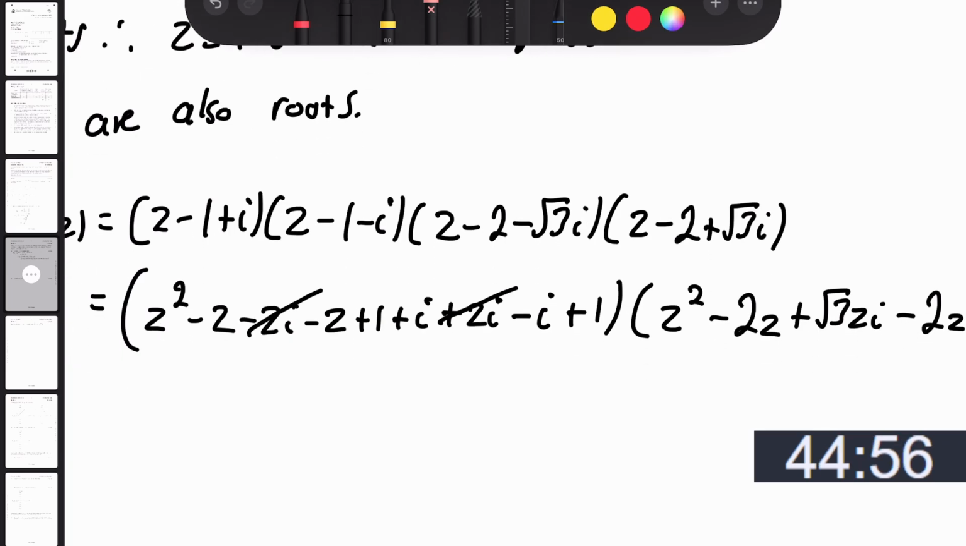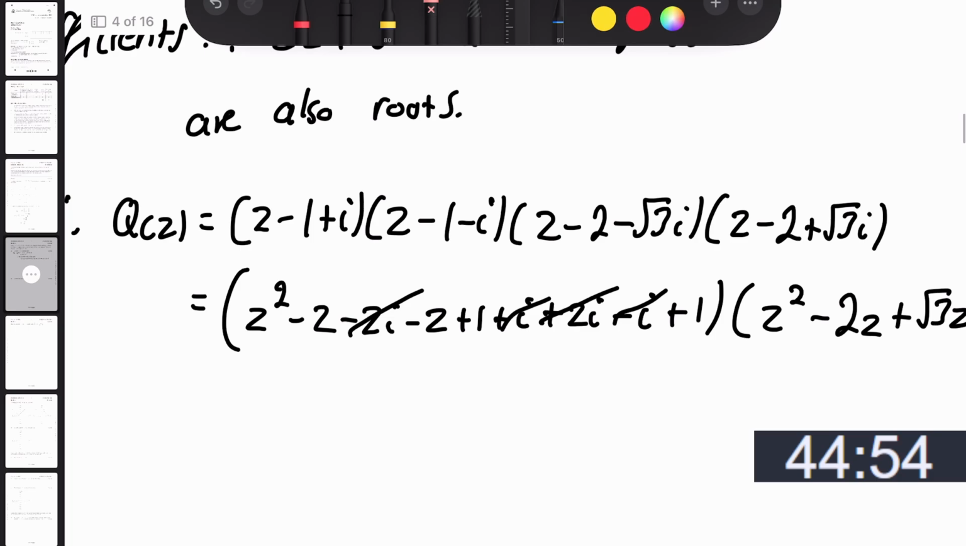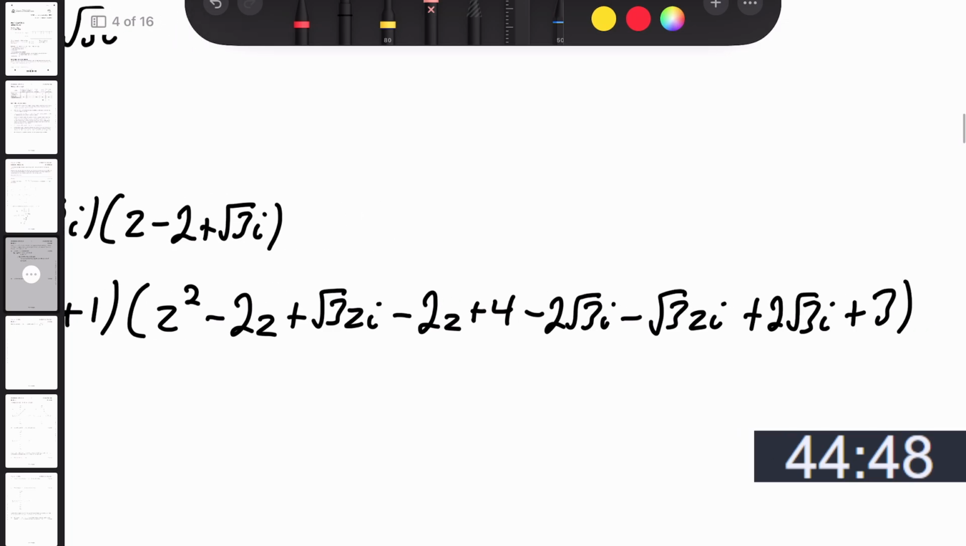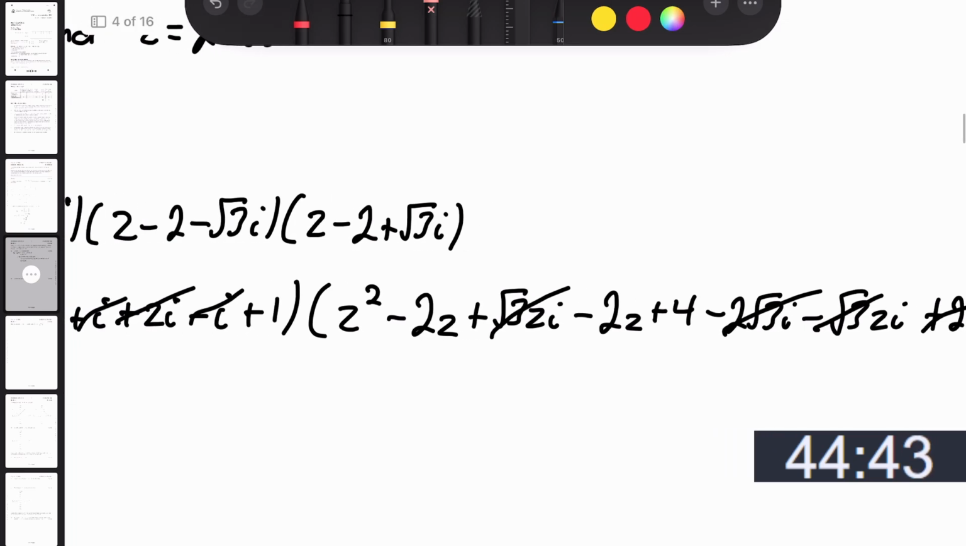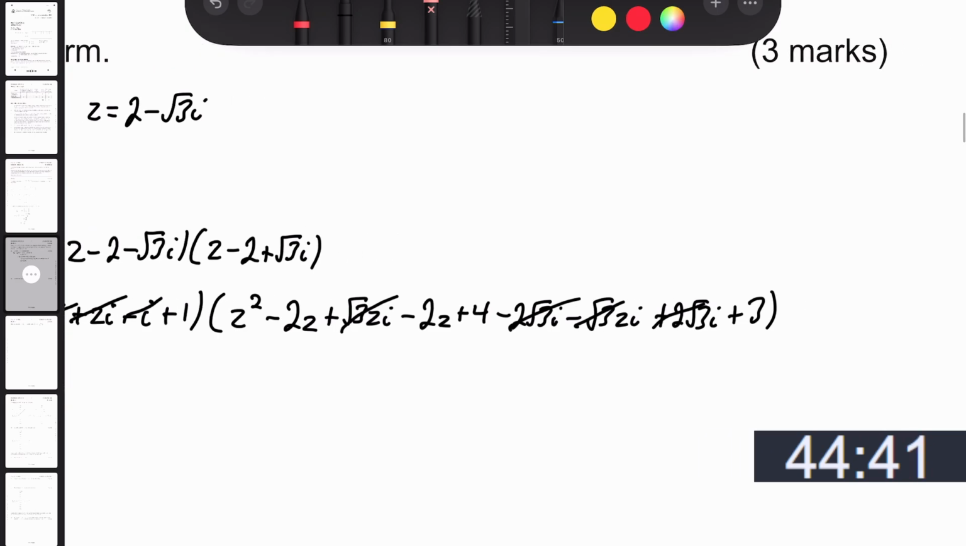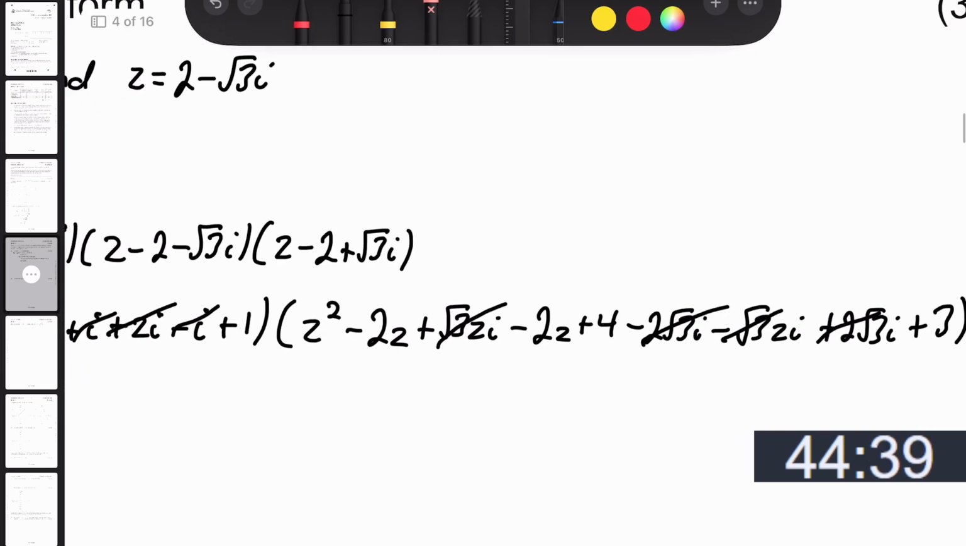We can cancel that, cancel this. So this is going to equal z squared minus 2z plus 2. And then we can cancel these and that. So then this will be, let's see, this is correct, minus 2z, another minus 2z.